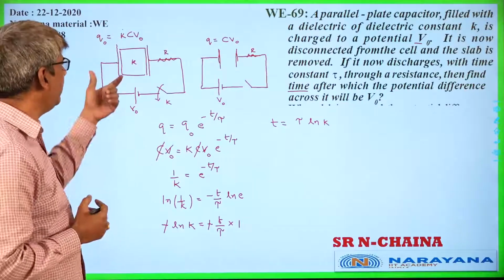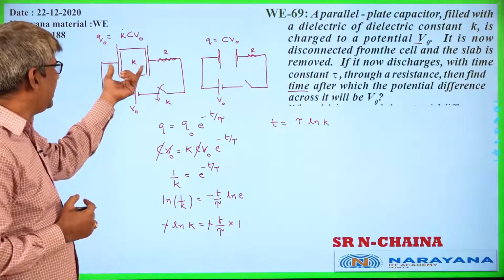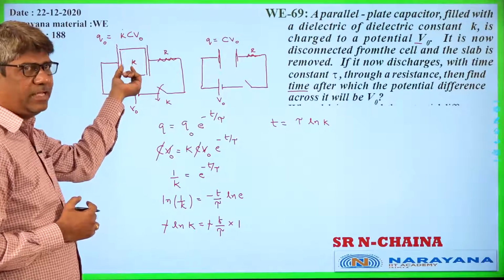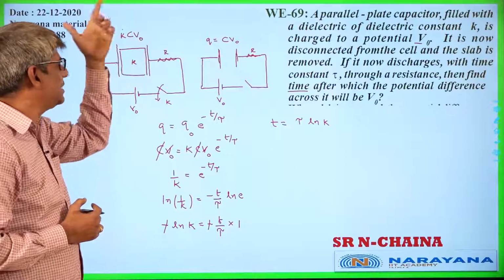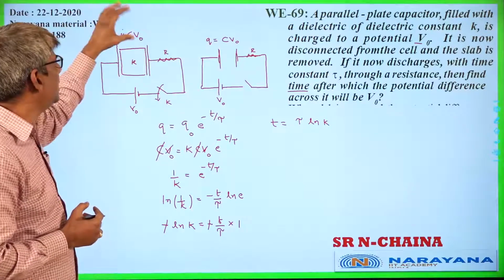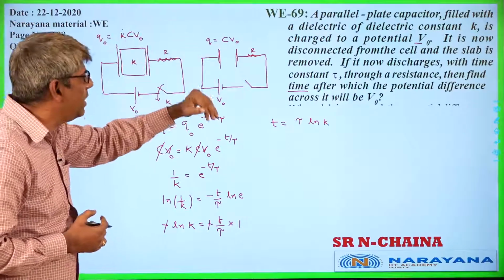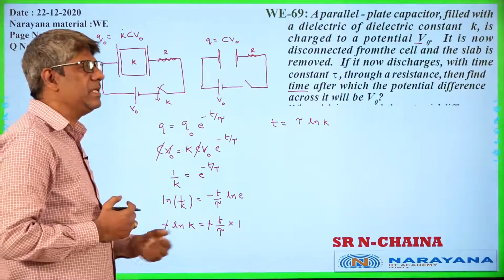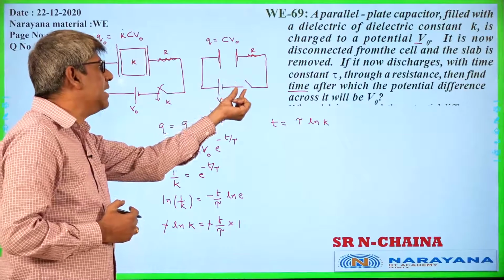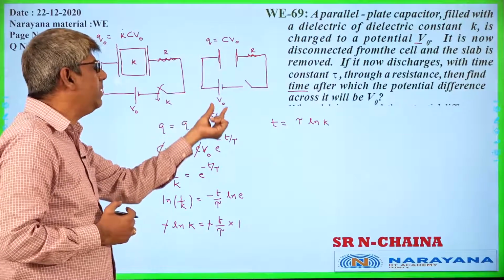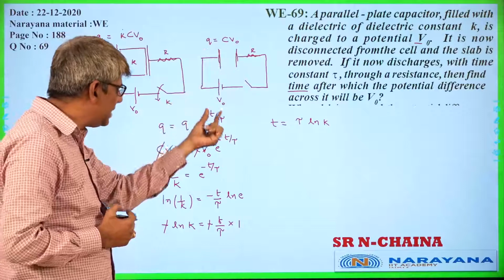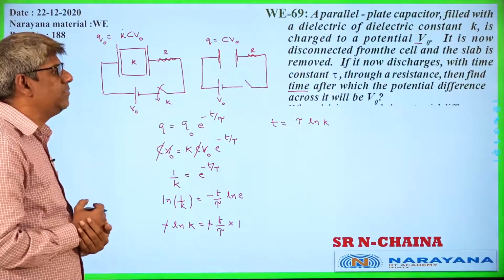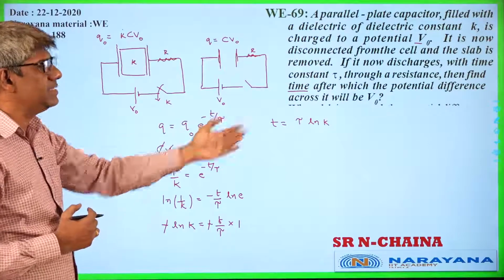One more time. Initially, the capacitor is connected to a battery, the key is closed, and a dielectric slab is placed. A resistor is connected in series. Let the maximum charge be this. But finally, the slab is removed and it is disconnected from the cell, meaning the key is open, and the phenomenon will be like this. It is discharging, and after what time the voltage across the capacitor will be V0, that is the answer.